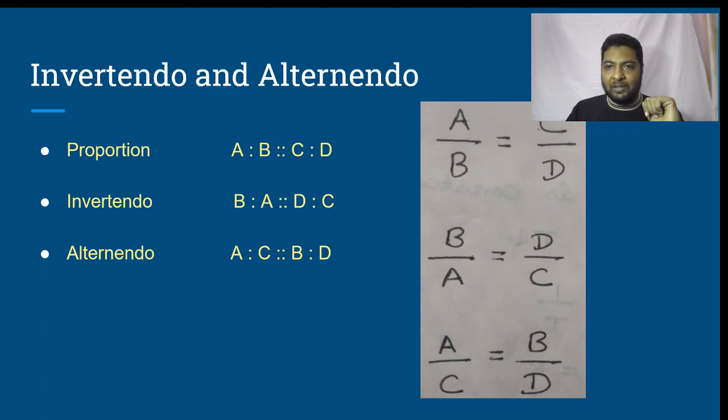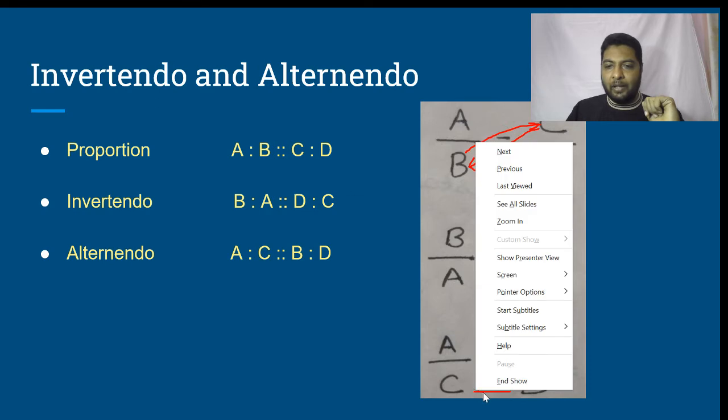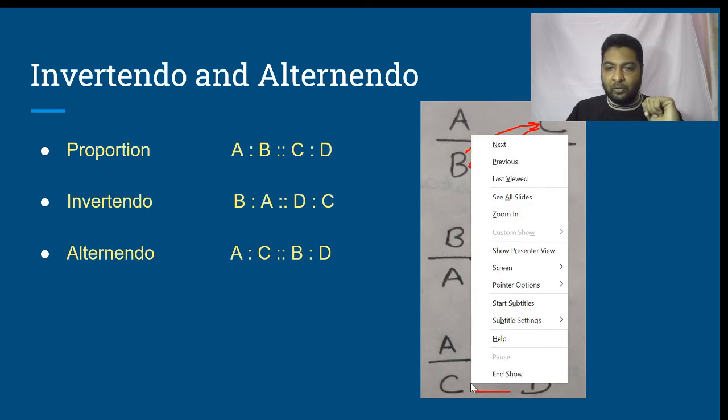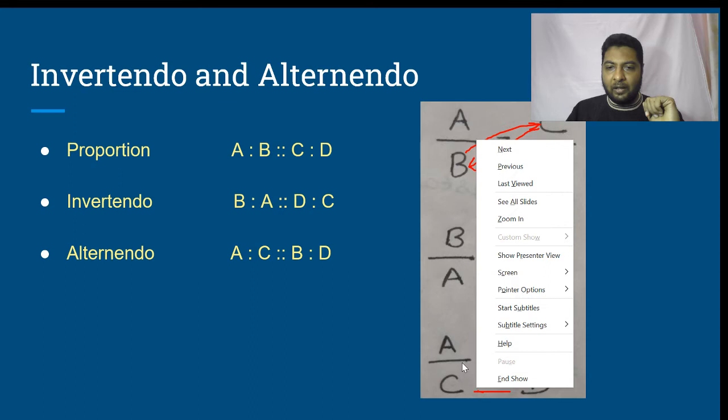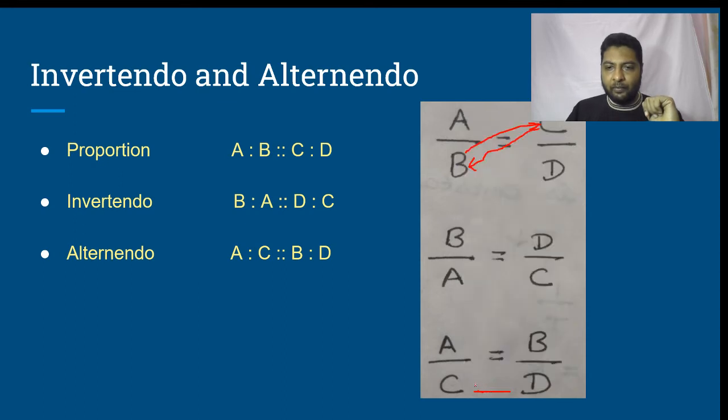Now, if I move this C over here and B over here, then I get A by C is equal to B by D. This is also called as alternando.